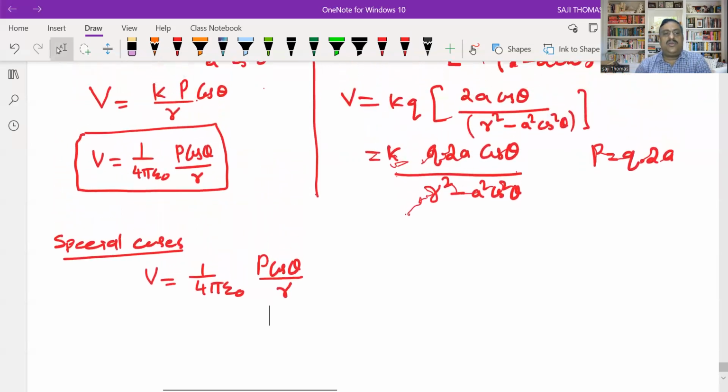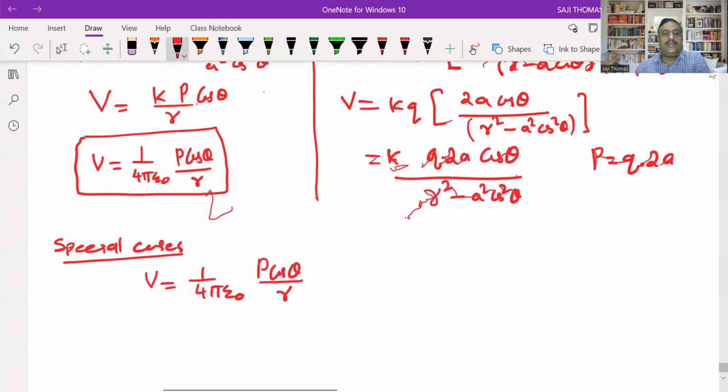So this is R square, not R. See, in the denominator, R square is there. We neglected A square cos square theta only. So it is P cos theta by R square. So this is the equation for the electric potential.